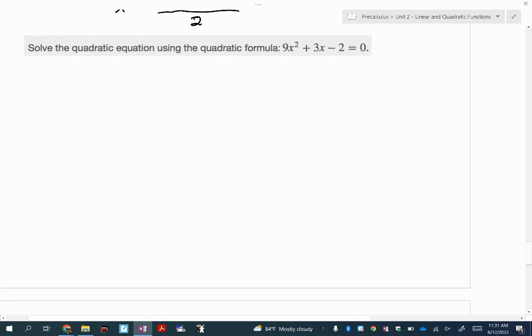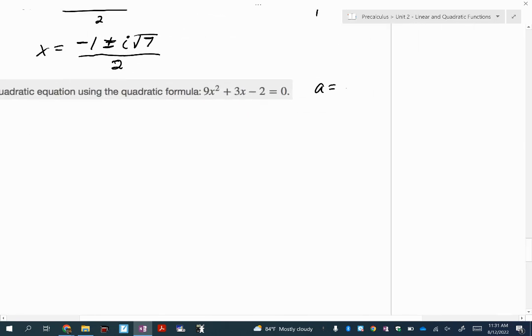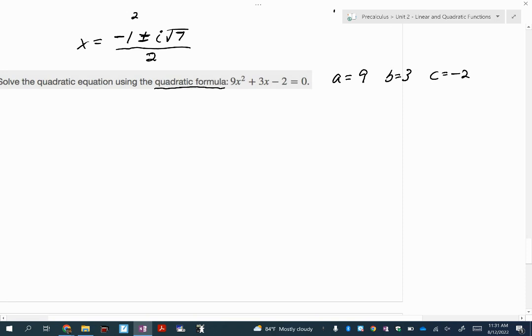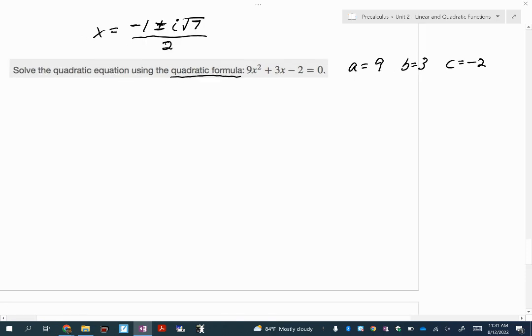Let's try this one. All right, so A equals 9, B equals 3, and C equals -2. Notice I'm just using the quadratic formula, but I would check to see if I could factor this. I would use my slide divide bottoms up to see if this would be factorable first, because if it is, I can do that way faster than this.